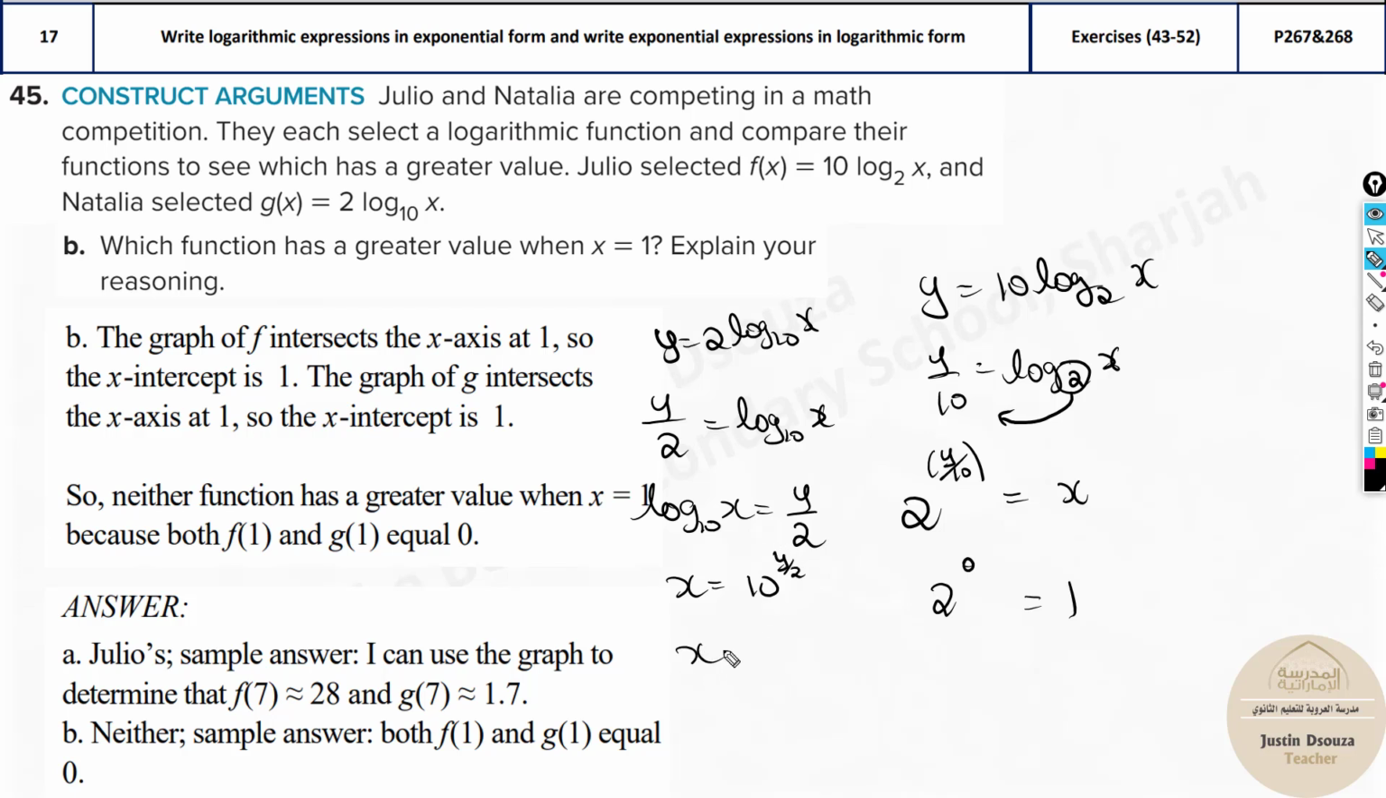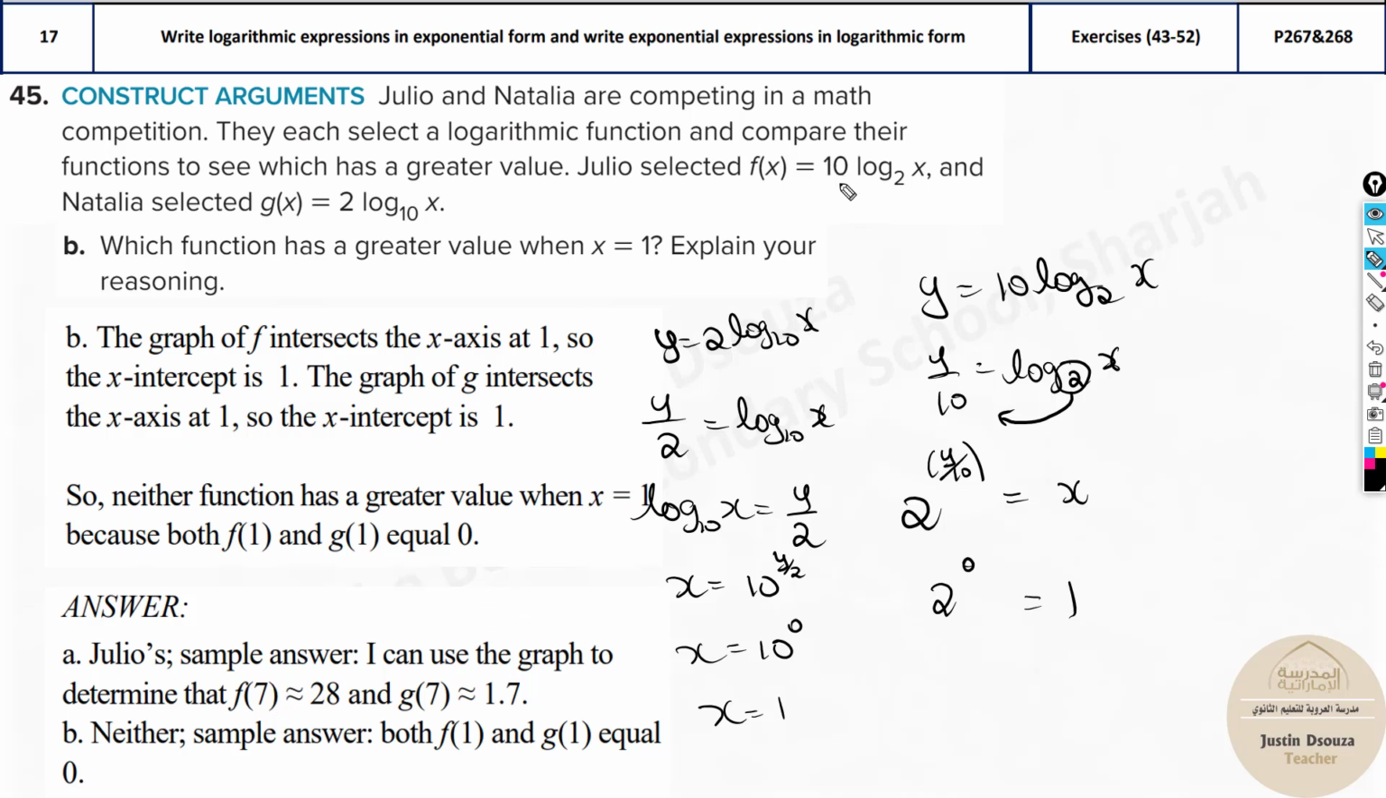Now, it must be 0 here, only then x is equal to 1. Because we need x is equal to 1. So this must be 0. In both the cases, this doesn't matter at all, okay? When x is equal to 1. I hope that is clear.